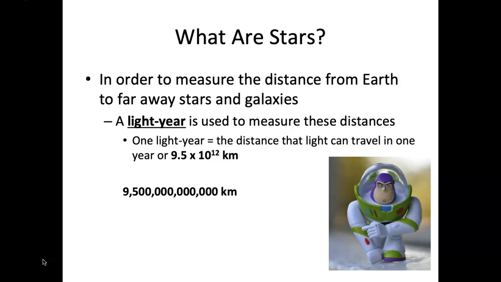In order to measure the distance from Earth to these faraway stars and galaxies, we had to come up with a new measurement. This is known as a light year. A light year is equal to the distance that light can travel in 1 year, which is roughly 9.5 trillion kilometers, or in miles, roughly 6 trillion miles.